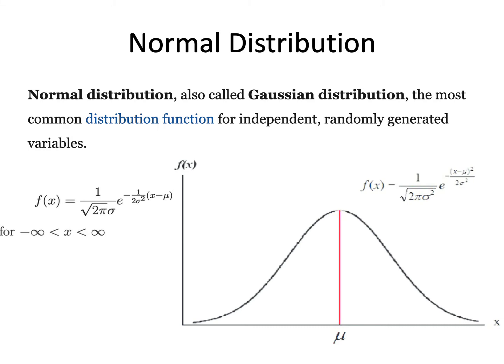Here is a simple plot of the normal distribution. On the horizontal axis, we have a variable x, and f(x) is what we call the probability density function, or PDF, which gives the height of the curve at the point x. And here is the equation for the probability density function of the normal distribution. We can see two parameters here, mu and sigma, and the random variable x.